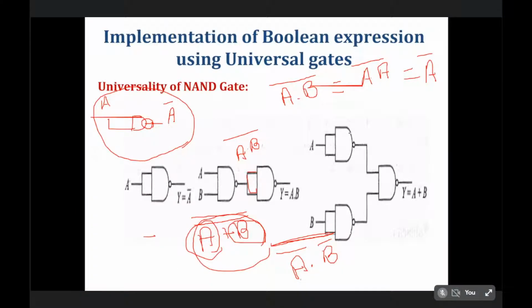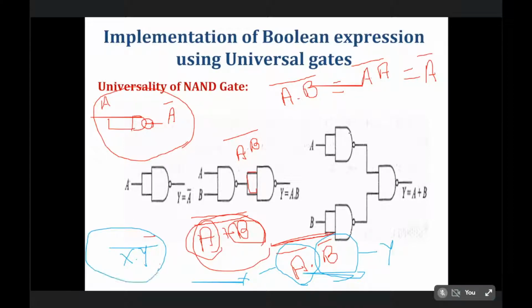So now what we have to do? We just need to implement A bar, and we just need to implement B bar. Suppose this A bar is X and this B bar is Y. So it will become X dot Y, whole bar. So this is the NAND operation.